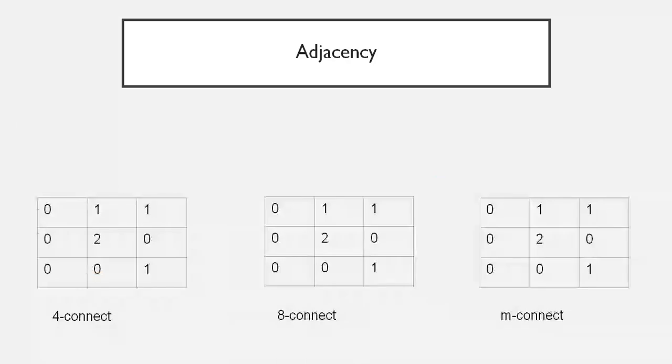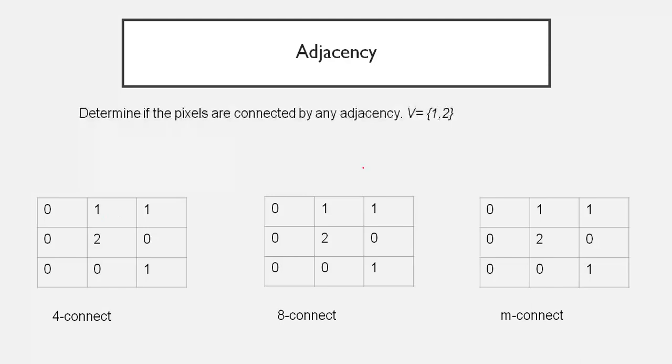Okay, so let us see this with the help of an example. We can easily do 4 connect in this image. Let me say my set V is 1, 2. So for 4 connect, what is the condition? This is my current pixel P, and if this is Q, I can connect P and Q if Q is a 4 neighbor of P and they both belong to set V. So here I can connect these two, right? Similarly, these two can be connected for 4 connect.